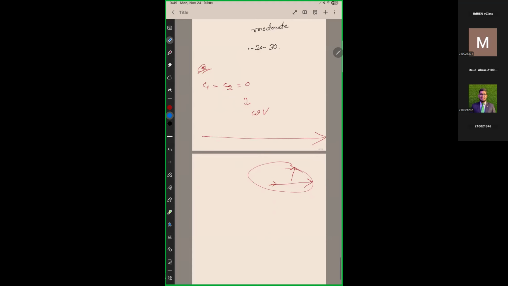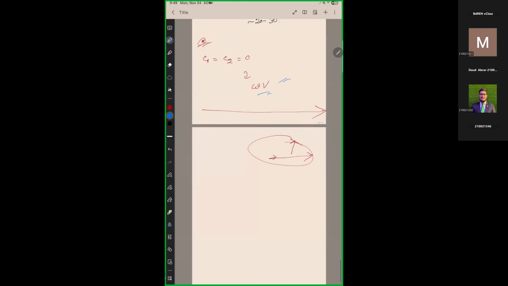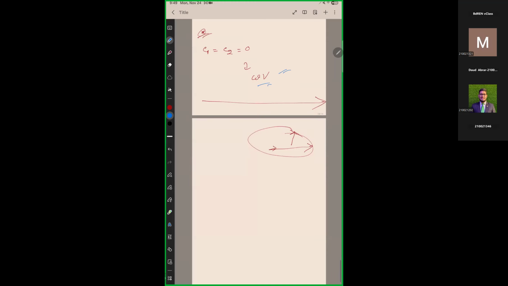That's the thing. Don't write that they will have no inertia, no movement. They will have movement. These are for direction. Keep these things in your mind. Another scenario is, let's say C1 is greater than 0 and C2 is equal to 0. C1 is positive but no C2. What will happen?